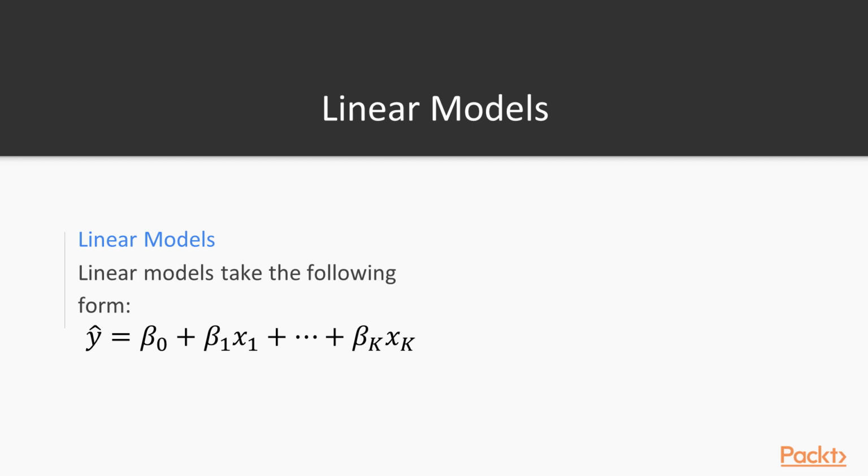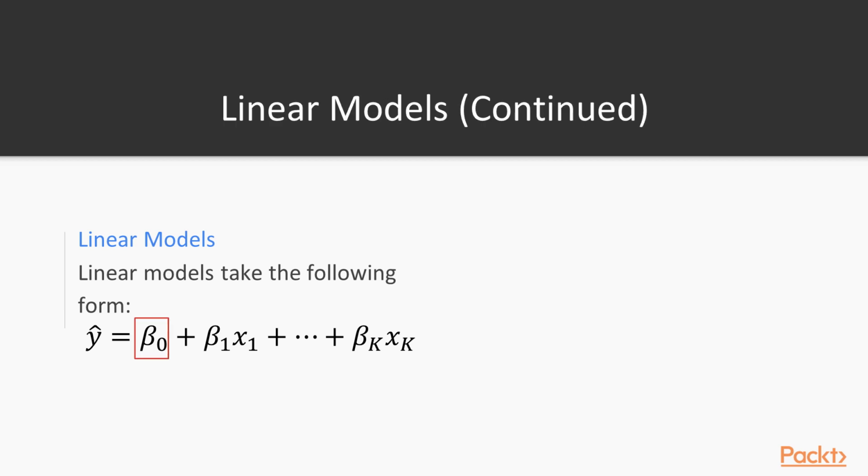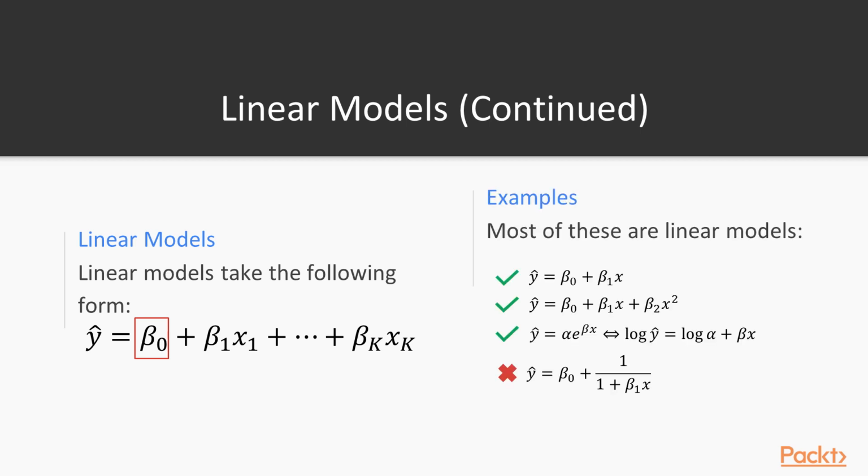Linear models are regression models that multiply the value of each element with a weight and add the products to produce a prediction. Linear models almost always include an intercept term, and yours should as well. At first, linear models seem restrictive, but they are actually quite expressive. Polynomials and other functions are linear models. Here are examples of linear models. Nonlinear models do exist and are more difficult to handle.